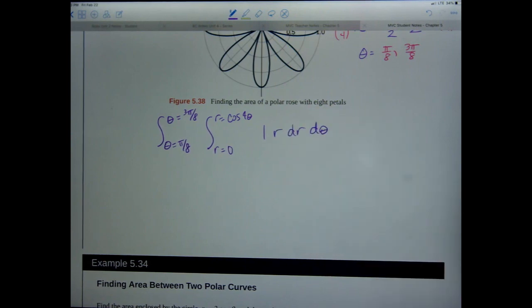So what I may do is ask you just to set it up. Why did you pick that for your r? Because that's the equation of the rose. When you do area, the lower limit is 0, the upper limit is the curve that you're finding the area of. Right. So you do the math, and it all works out.